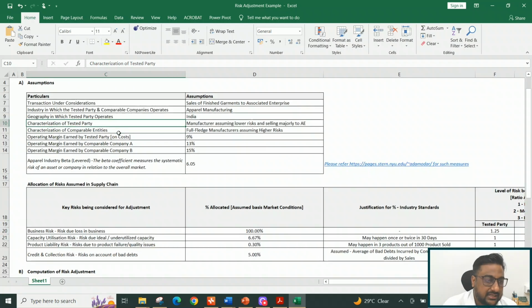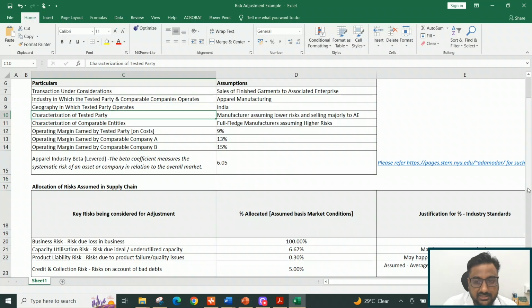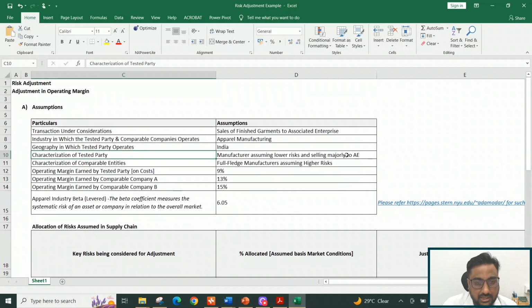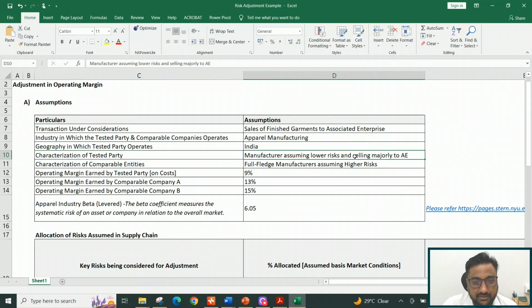Then the characterization of the tested party is that it is a manufacturer assuming lower risk and selling majorly to the AE. So it is selling to non-AE parties also, and it is also selling to the AE. But it assumes comparatively lower risk compared to its comparable entities. Now, going ahead, the characterization of comparable entities: they are full-fledged manufacturers which are assuming higher risk, right?